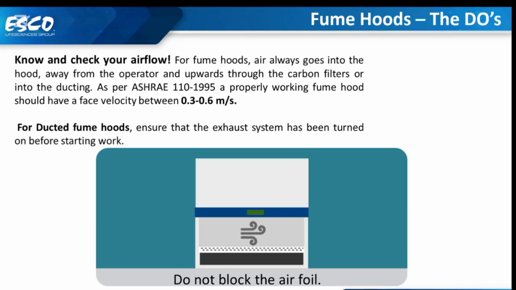Know and check your airflow for fume hoods. Air always goes into the hood, away from the operator, and upwards through the carbon filters or into the ducting for ducted fume hoods. As per ASHRAE 110 1995, that's the American standard, a properly working fume hood should have a face velocity between 0.3 to 0.6 meters per second.